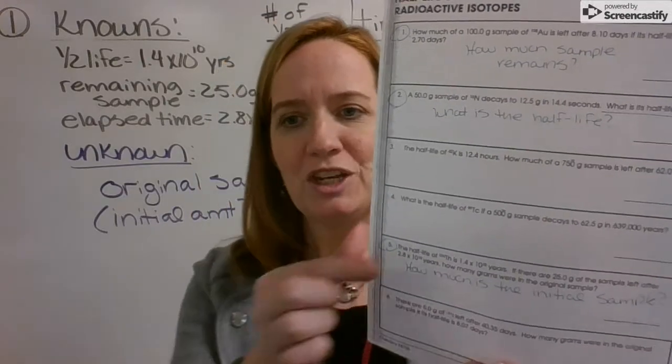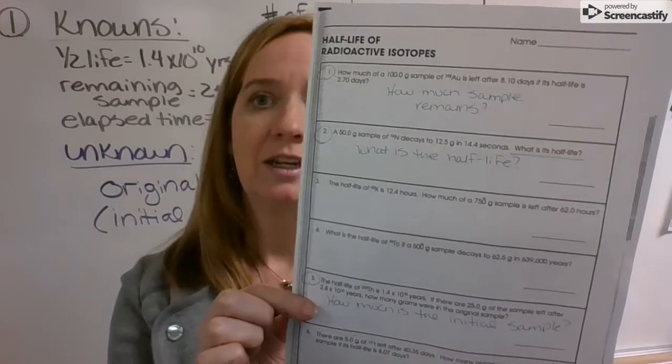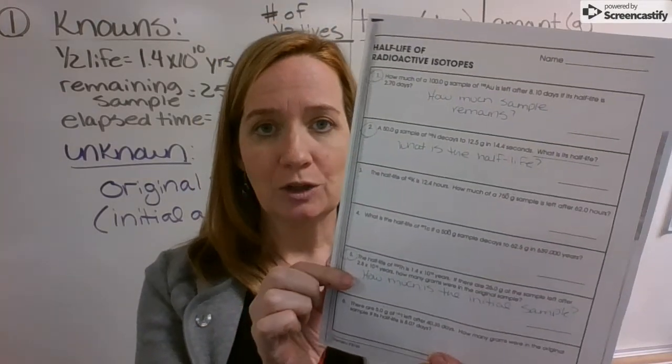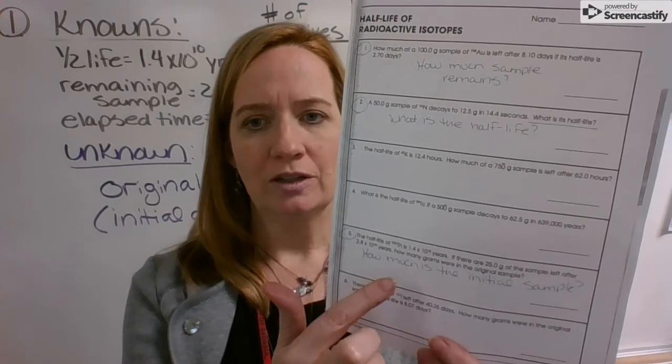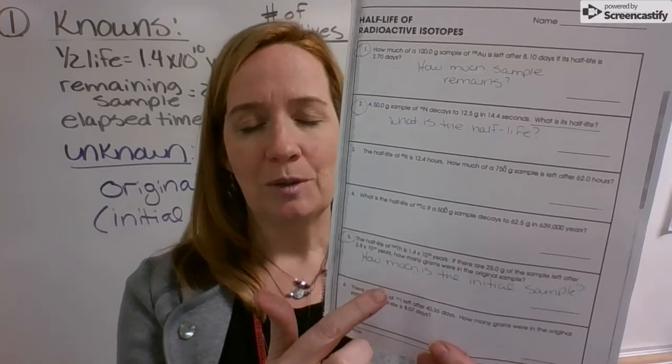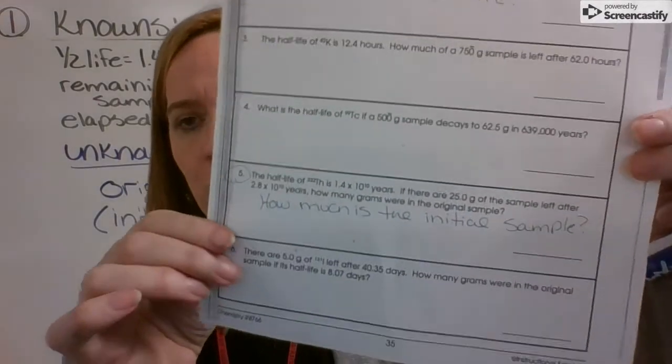We're taking a look at number 5, which is on our extra practice that we handed out hard copy in class, or you can download from the assignment section off of Google Classroom. So we're actually looking at how much of an initial sample exists. So what's the original amount? So we take a closer look at your question.